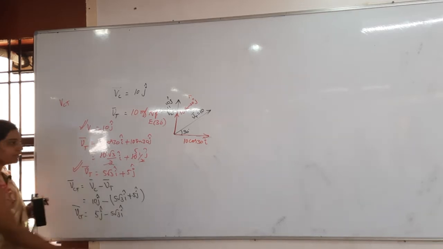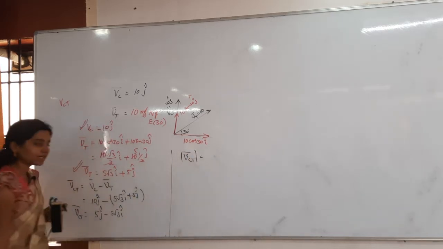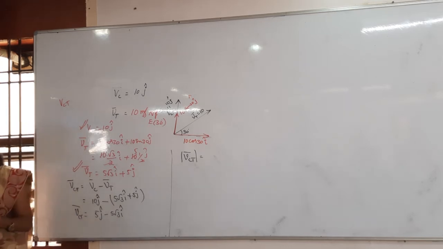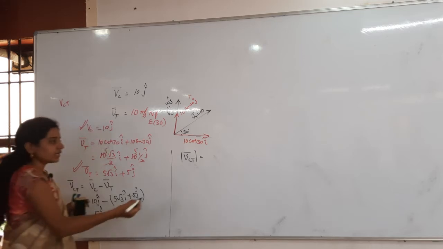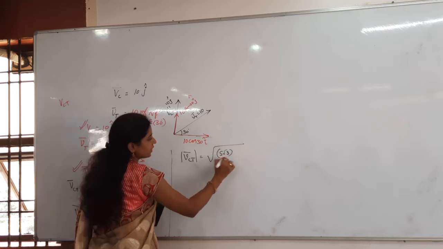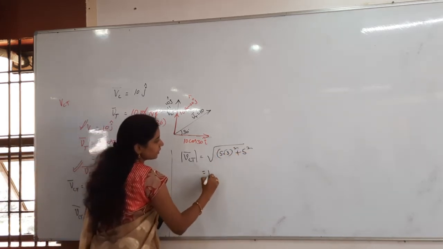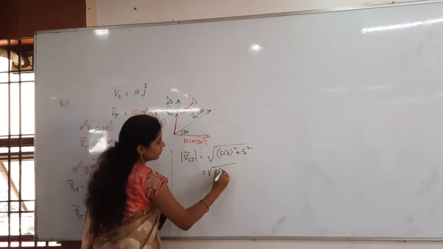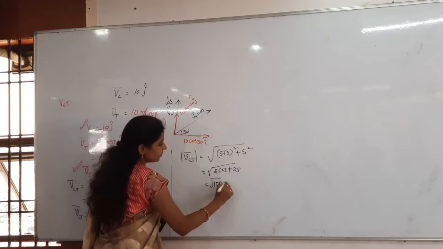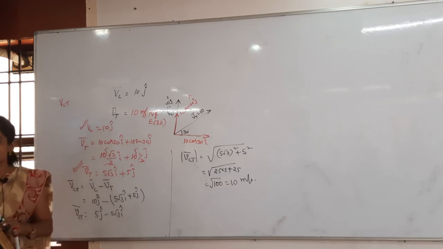If you want to find the magnitude, what do you have to do? Modulus of VCT bar is equal to what can I write? Under root 5 root 3 whole square plus 5 square. Ax square plus ay square only, na. So under root, ax is how much? 5 root 3 whole square plus ay is how much here? 5, so 5 square. Then what will we get here? 25 into 3 plus 25. Totally how much? 100. 100, nothing but what is the answer? 10 meters per second. 10 meters per second is the answer.